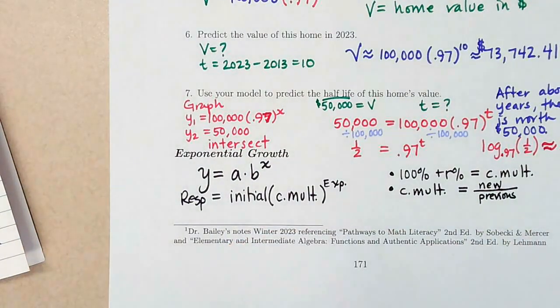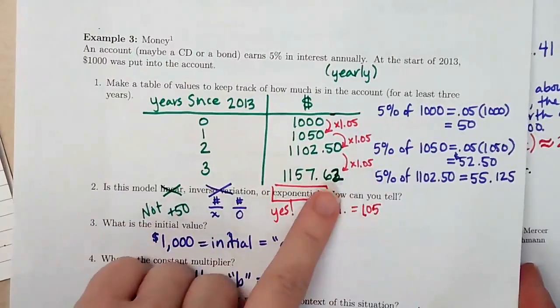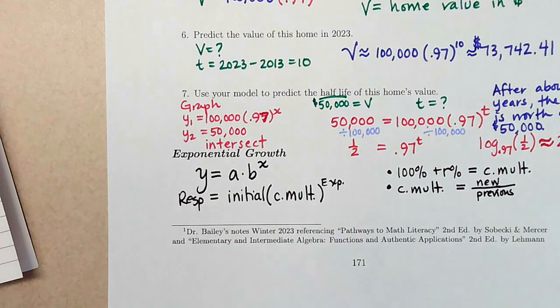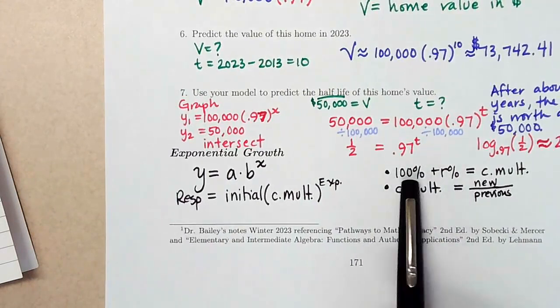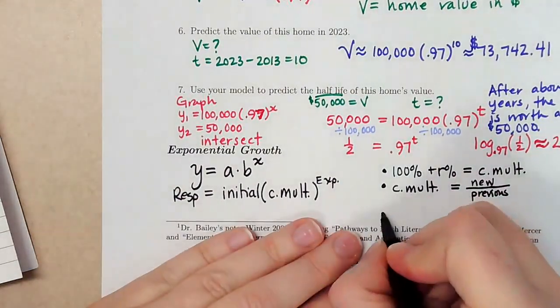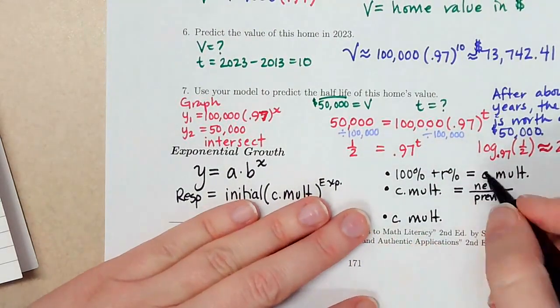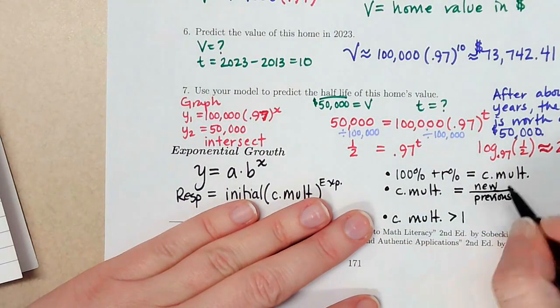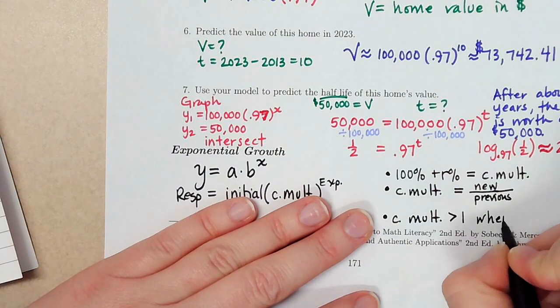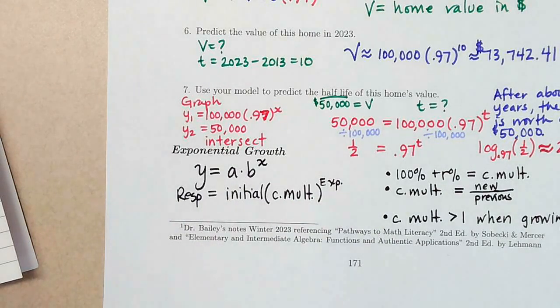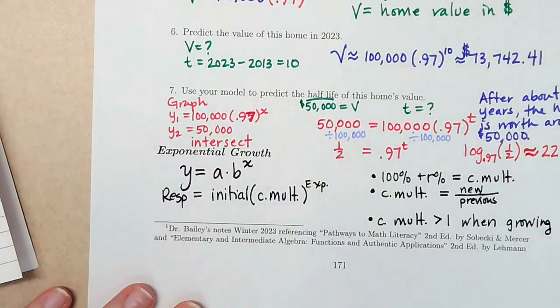Okay. And then, kind of like what we did in example 3, where we computed these ratios and we got a 1.05 constant multiplier. And when we're growing, this constant multiplier is going to be bigger than 1. So the constant multiplier is greater than 1 when growing. Okay. Because that means you have 100% plus additional, so it's growth.